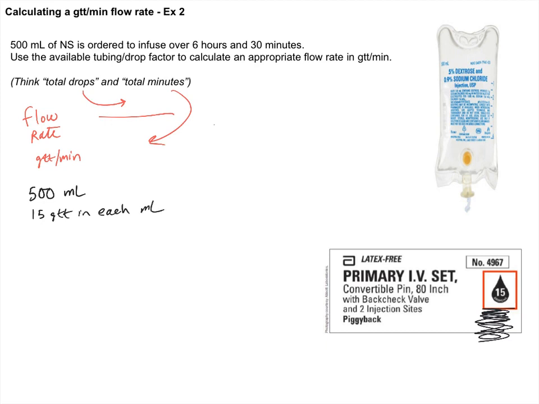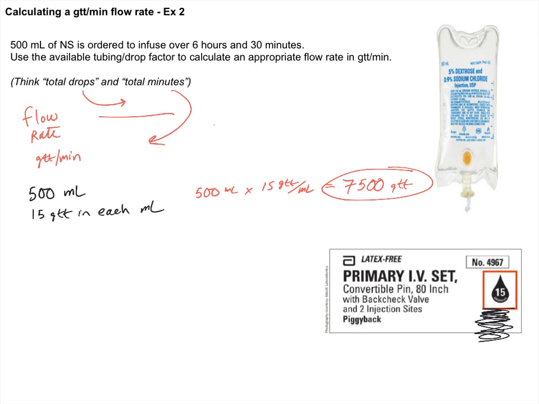Using those two pieces of information, I can find the total number of drops. I have 500 mLs. I'm going to multiply by the drop factor, and what that's giving me is the total number of drops in this bag. And what we see is this bag of dextrose and NS has 7,500 drops. That's the total number of drops.